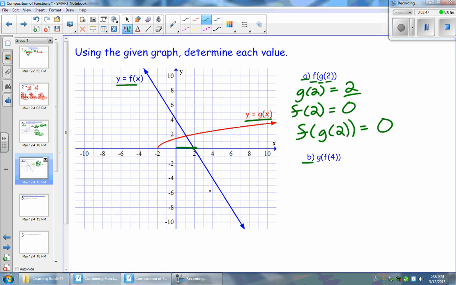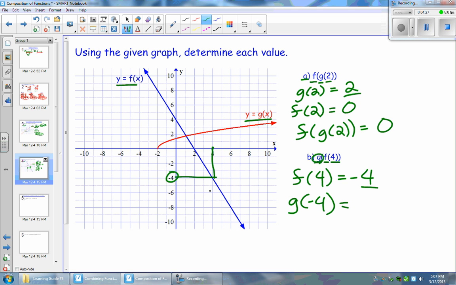One last part, part B: we want to find the composition g of f of positive 4. Evaluate that inside function first, f of 4. We're taking a look at the f of x graph, which is that blue linear graph, and we want to find where 4 is. 4 is right there, and the corresponding value when x is equal to 4 is negative 4. We take that negative 4, and that's going to be the input of our outside function, which is g. So g of negative 4.